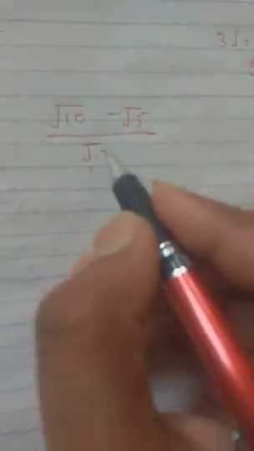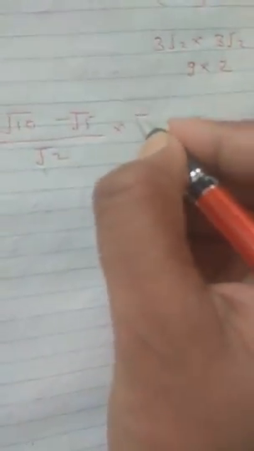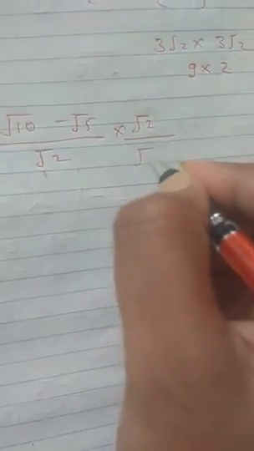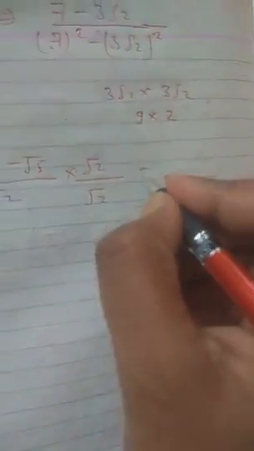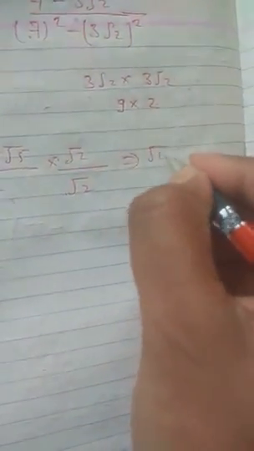So in the denominator we have root 2. We'll just multiply with root 2 to the numerator and denominator so that we can sort out the square root of the denominator. What you will get is root 10 into root 2.